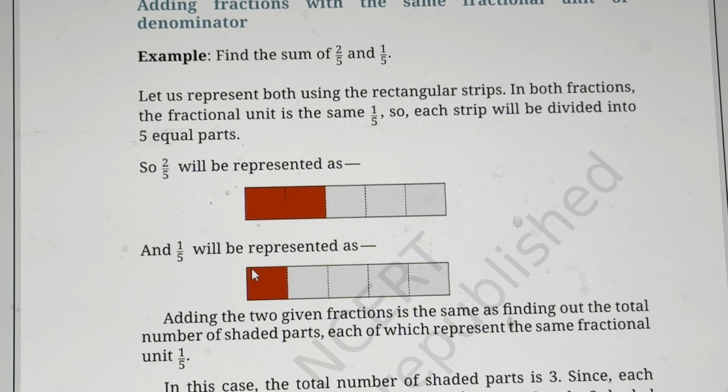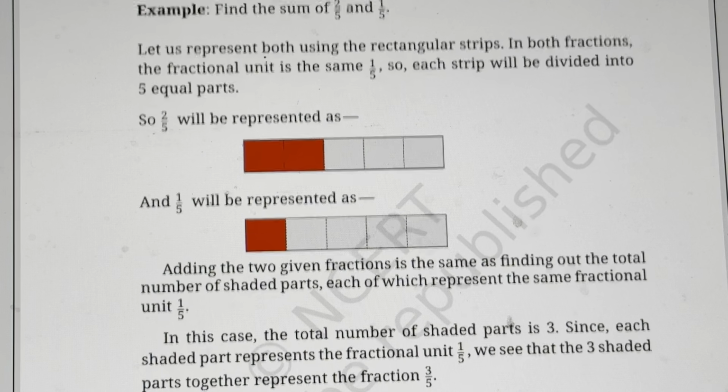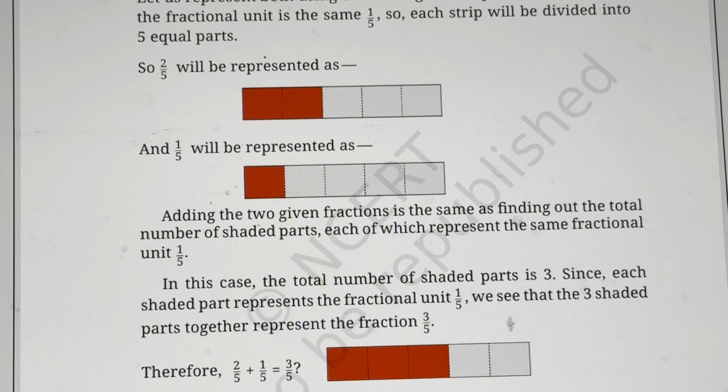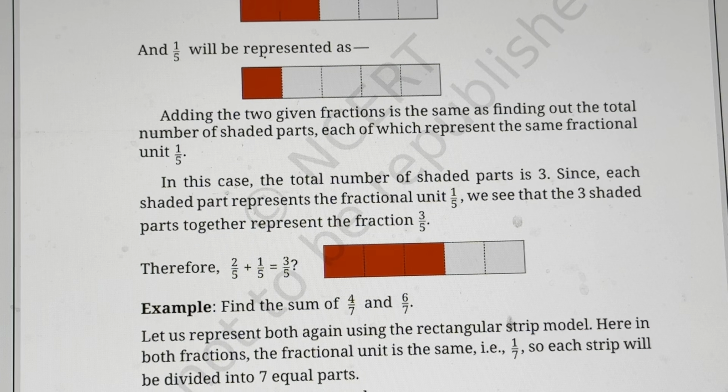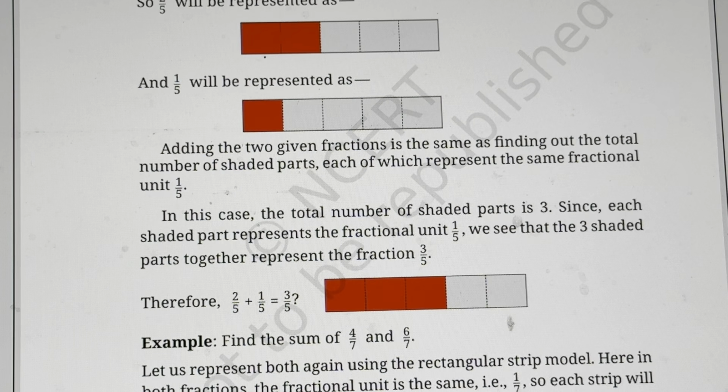Adding the two given fractions is finding out the total number of the shaded parts. Right. So in this case, how many total parts are shaded? 2 from the first picture and 1 from the second picture. So total 3 parts are shaded out of total 5 parts.